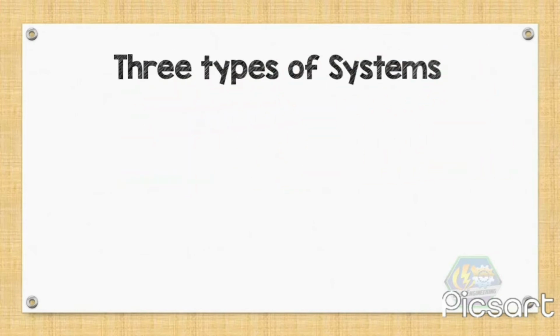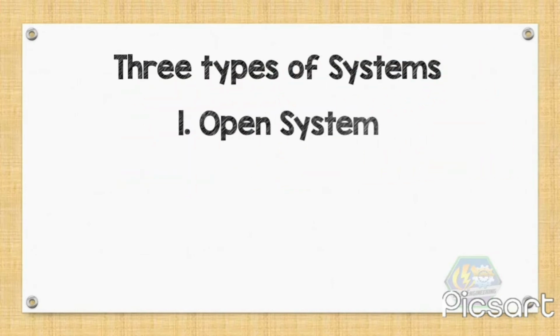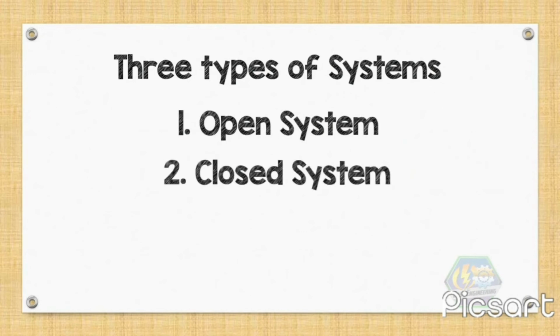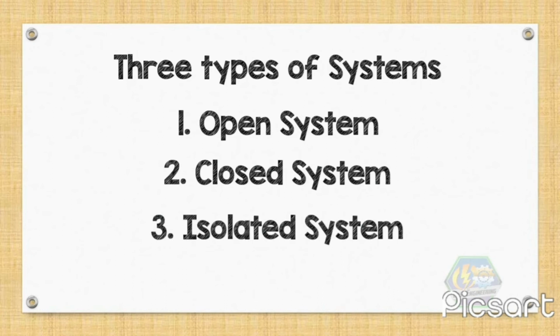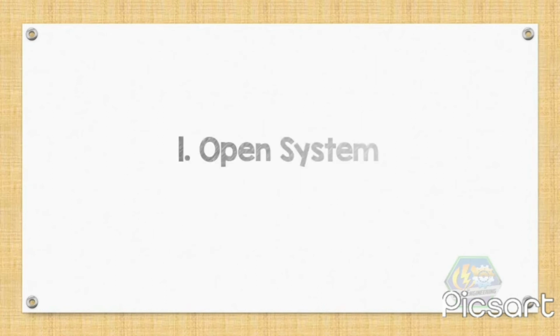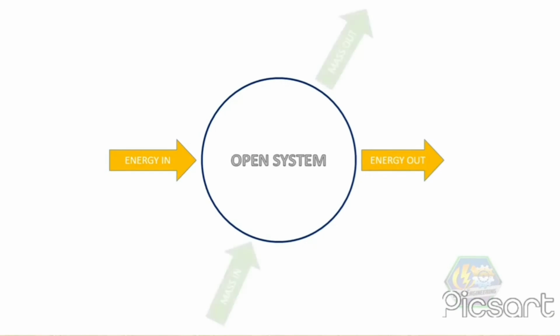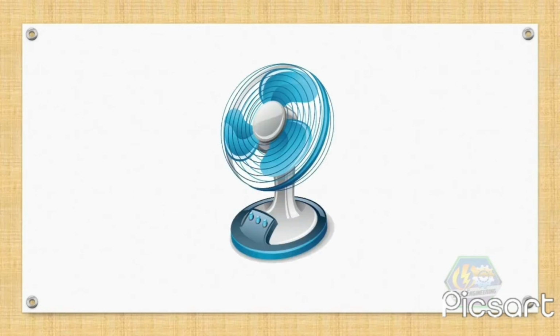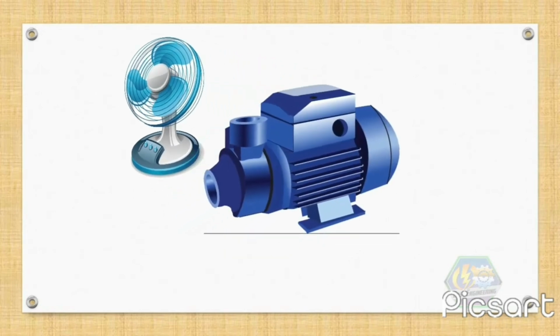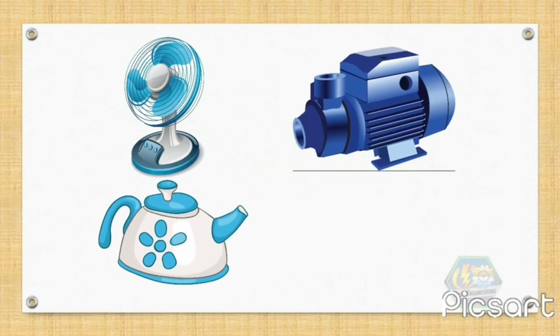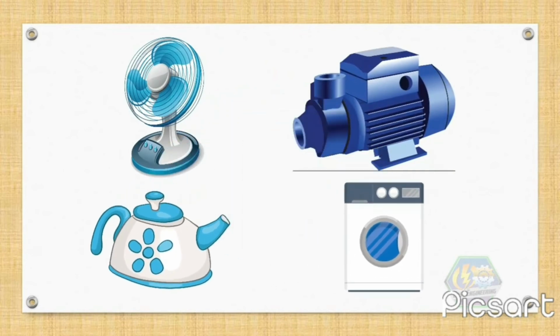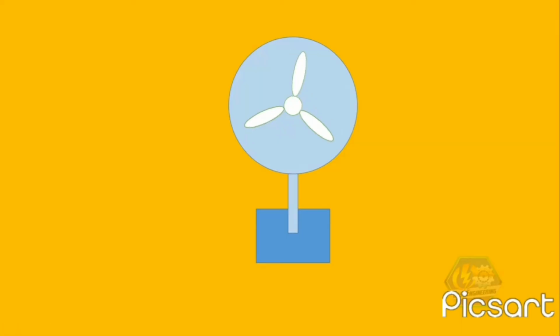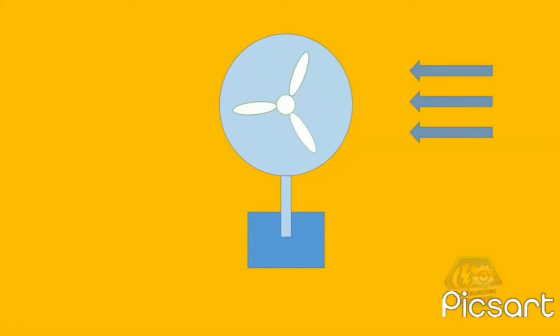Next, three types of systems, namely open system, closed system, and isolated system. The open system is a system where energy transfer and material transfer occur. Examples of open systems are fans, pumps, and washing machines. When the air flows through the rotation of the fan, both energy and mass will still escape.